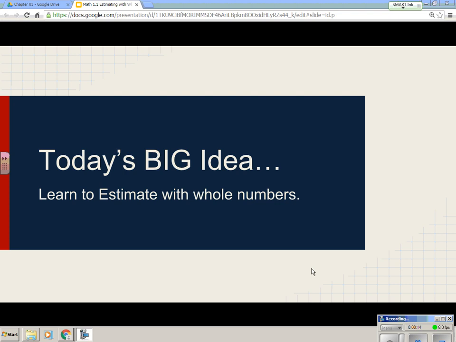Now each lesson we're always going to start with today's big idea. It's the goal, and it's the big thing I want you to take away from the lesson by the end. I always want you to write this on the top of the page of your notes. So it should say today's big idea or goal. Learn to estimate with whole numbers.